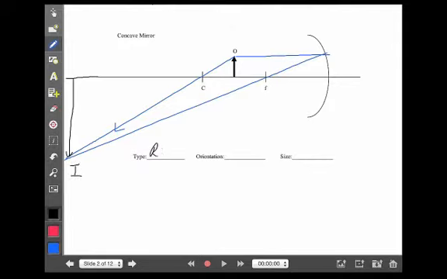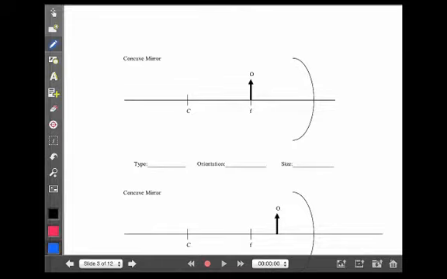Now it's still a real image, okay? It's still out there in real space. It's also still inverted. But now it's clearly an enlarged image. Okay? Its magnification is much greater than 1. It's a larger image. Now, this next one's going to be interesting.